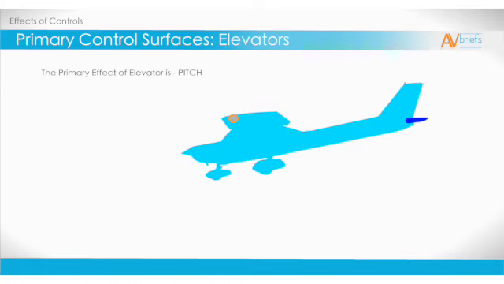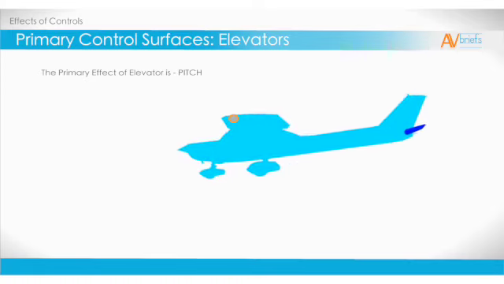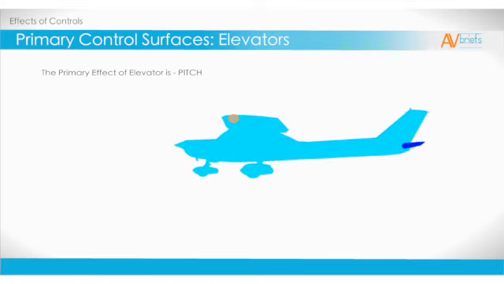Going the opposite way, pull the yoke backwards, the elevator moves up. This causes the tail to move down, and the nose pitches up around the lateral axis. There are some secondary effects that you will need to know about.